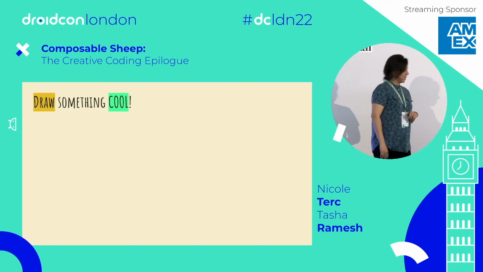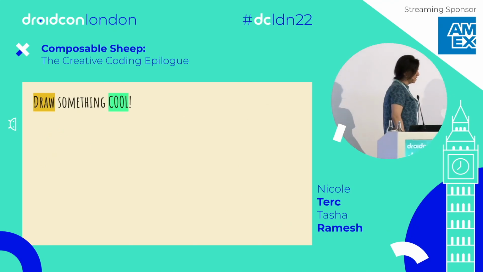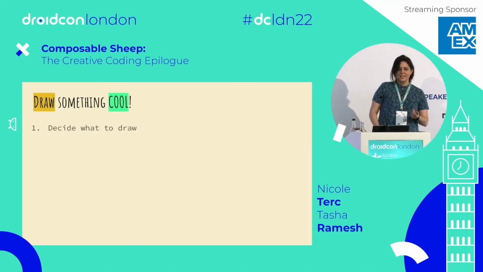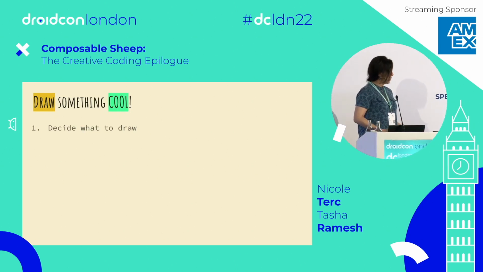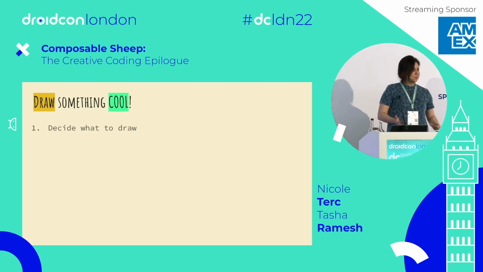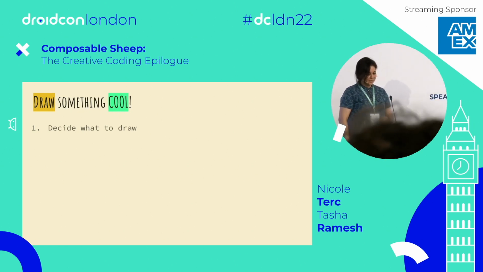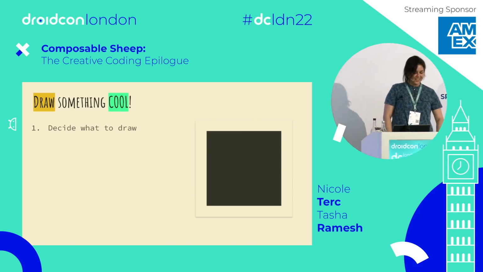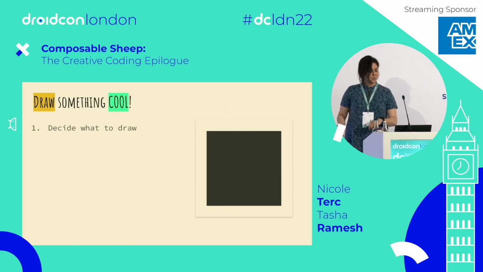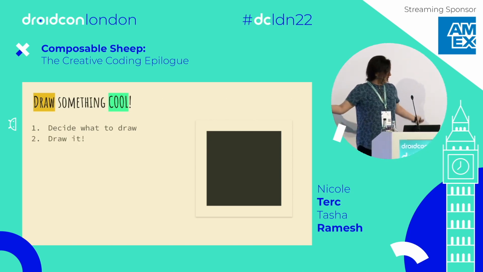And let's begin with drawing something cool. How do you draw something cool here? Well, no surprises here. First, you need to decide what you want to draw. It doesn't need to be something super incredible at the beginning. It can be something simple, like a boring square. Great. We're going for a great start. After you know what you want to draw, then you just need to draw it.